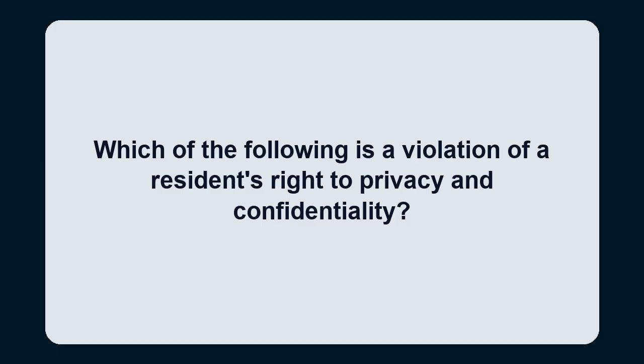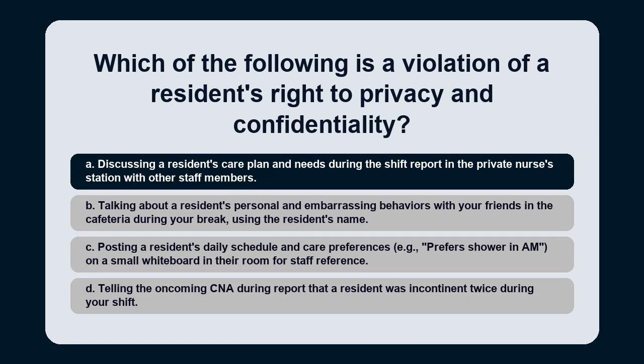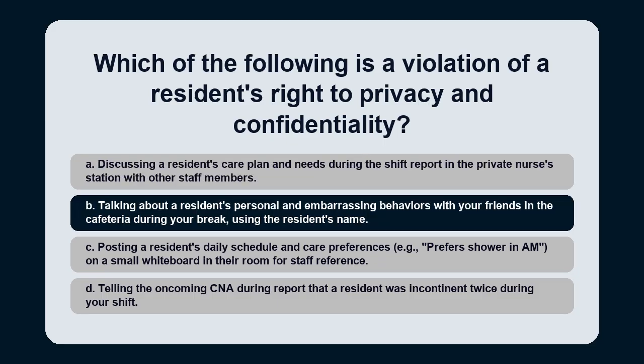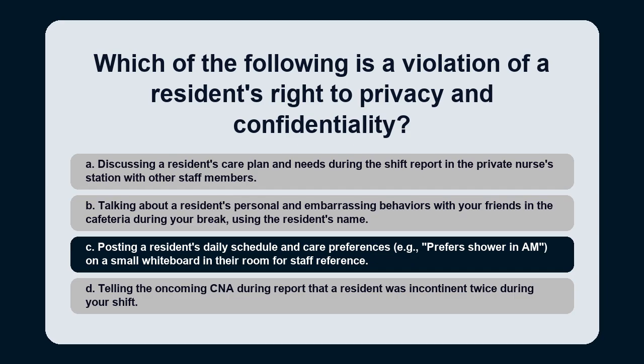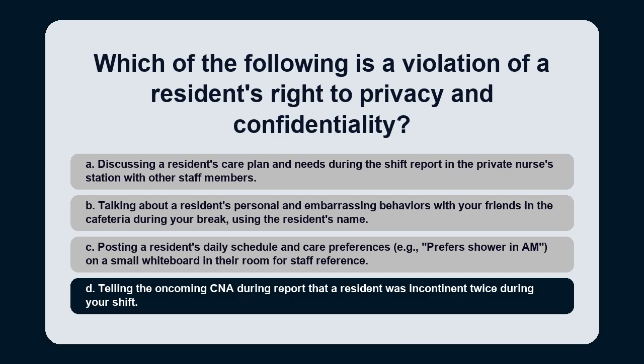Question 5. Which of the following is a violation of a resident's right to privacy and confidentiality? Option A. Discussing a resident's care plan and needs during the shift report in the private nurse's station with other staff members. Option B. Talking about a resident's personal and embarrassing behaviors with your friends in the cafeteria during your break, using the resident's name. Option C. Posting a resident's daily schedule and care preferences, e.g., prefers shower in AM on a small whiteboard in their room for staff reference. Option D. Telling the oncoming CNA during report that a resident was incontinent twice during your shift.